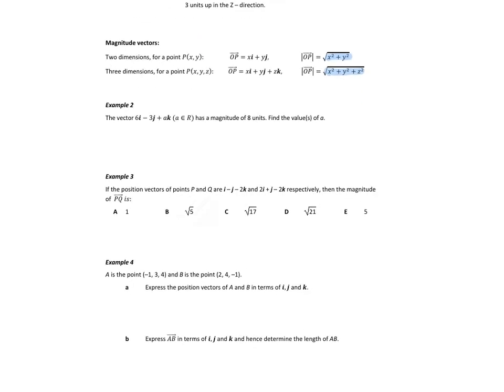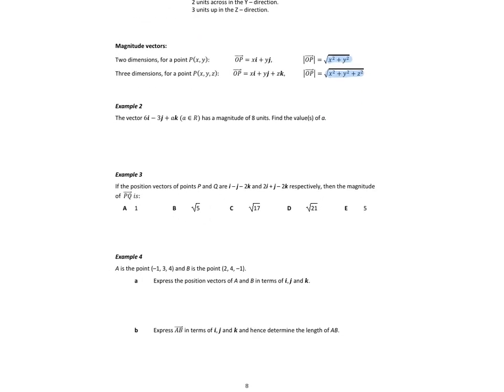All right. So now this is all about terminology, really. The vector 6i minus 3j plus ak has a magnitude of 8 units. Find the value of A. First things first, the magnitude of our vector, 6i minus 3j plus ak, is equal to the square root of 6 squared plus negative 3 squared plus a squared, and that has to equal 8.